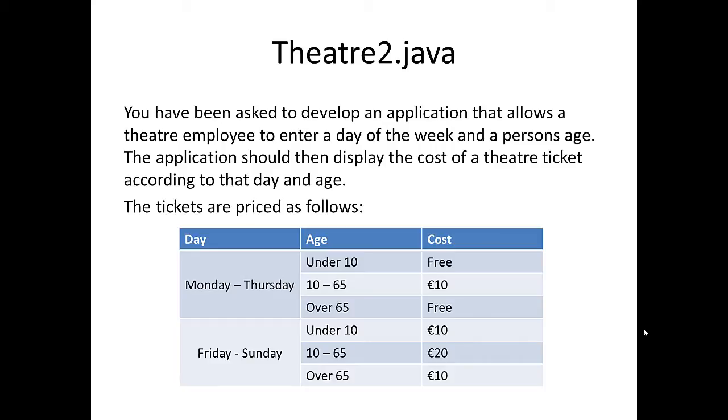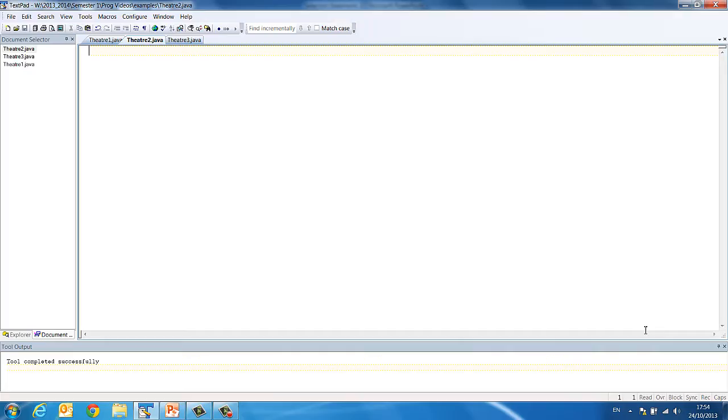So now we have two conditions we need to take a look at. And you can see our under 10, 10 to 65, and over 65 repeat themselves. So the way that we manage this problem is by putting one if statement inside of another. And we're going to take a look at that problem now. So let's switch over to TextPad.